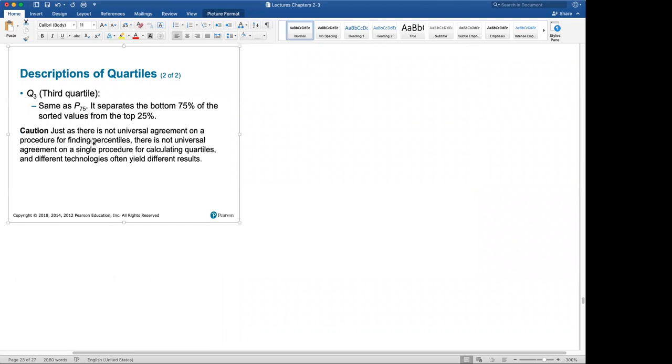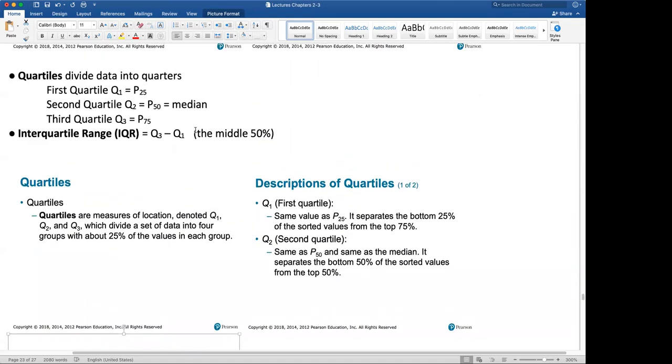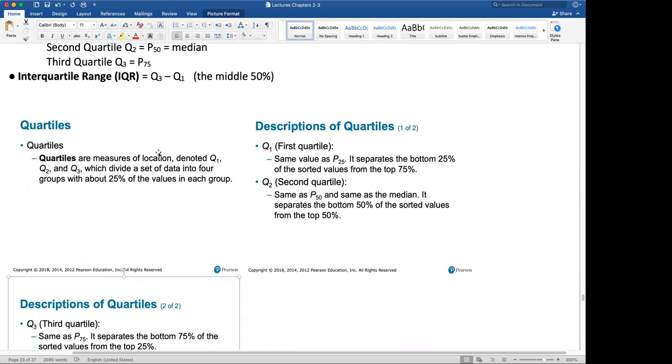So, question: just as there is not universal agreement on a procedure for finding percentile, there is not universal agreement on a single procedure for calculating quartile, and different technology often yields different results. In this textbook, they introduce only one way to define a quartile, but there are a whole bunch of different ways. I'm not going to cover those things. That's beyond this subject.